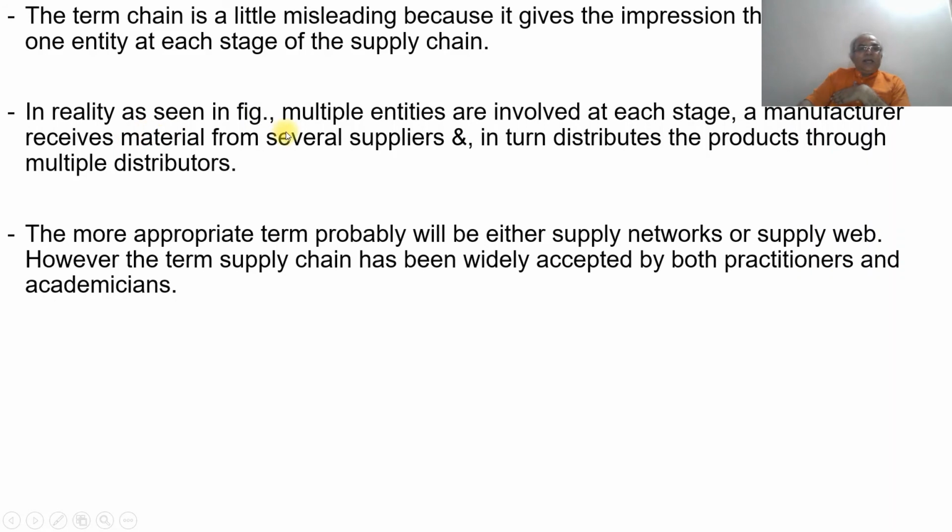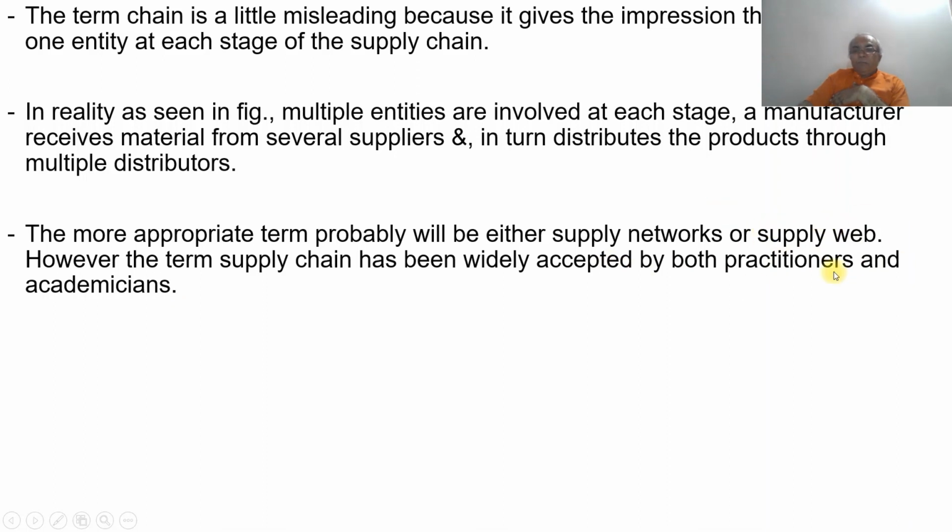So in reality, multiple entities are involved at each stage. A manufacturer receives material from several suppliers and in turn distributes the products through multiple distributors. A more appropriate term would probably be supply networks or supply web. However, the term supply chain has been widely accepted by both practitioners and academicians.